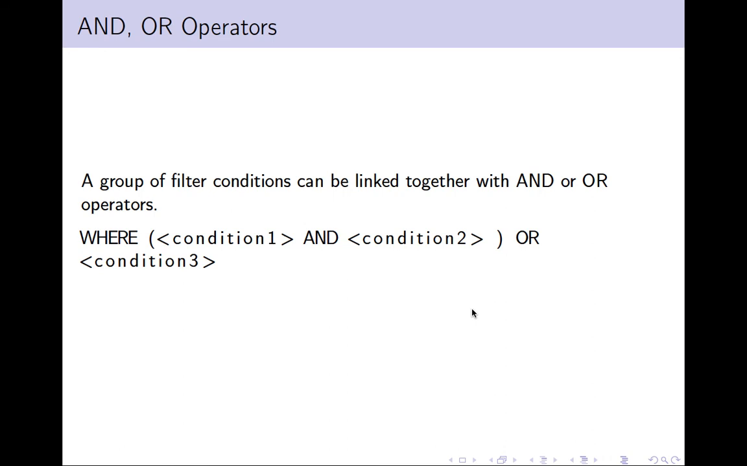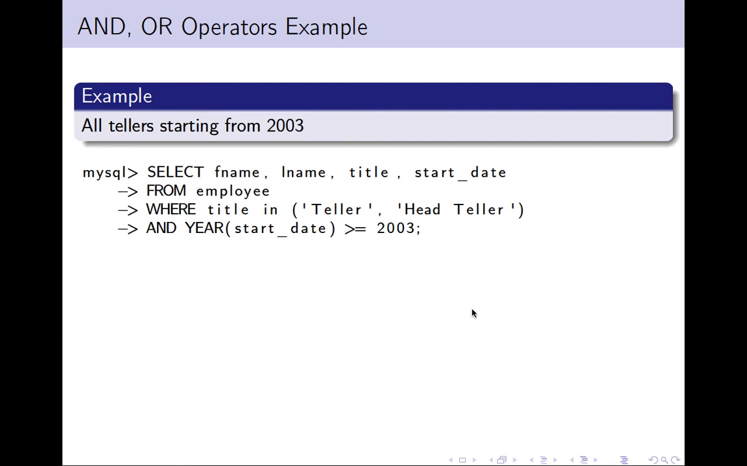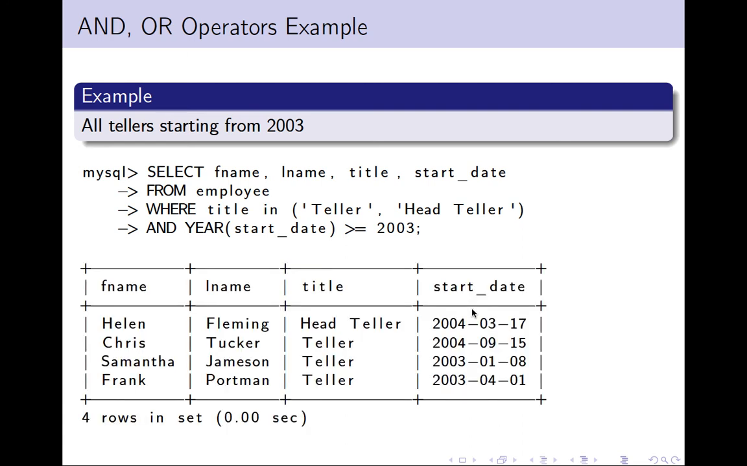Groups of filter conditions can be linked together using and, or, and also parenthesized to identify which precedence to do first, then return this one. This gives the order of precedence for everything. Say we wanted, in the example database, just the tellers starting beyond 2003. Give a query like that.